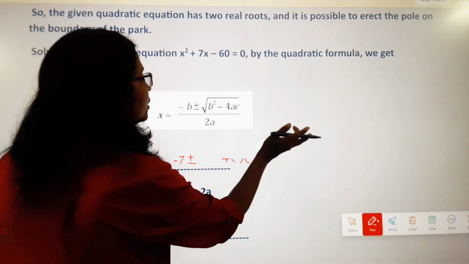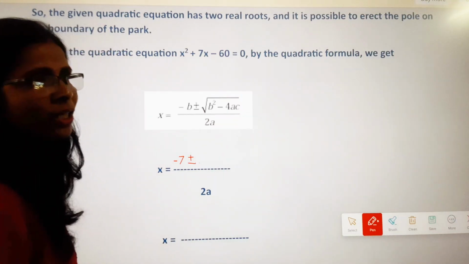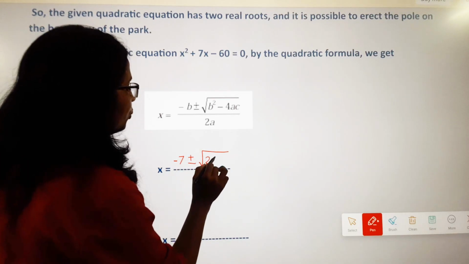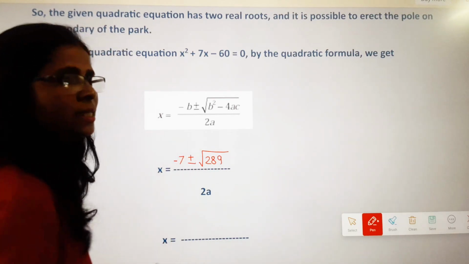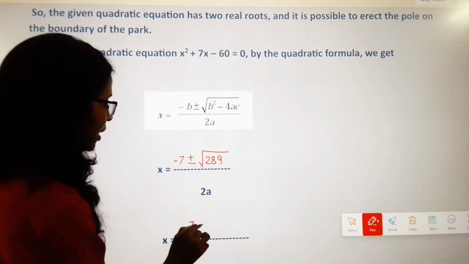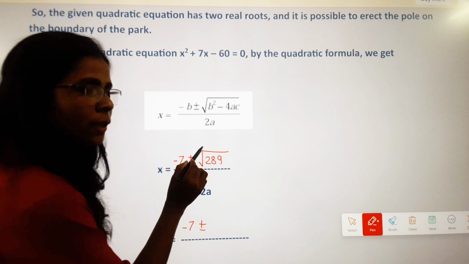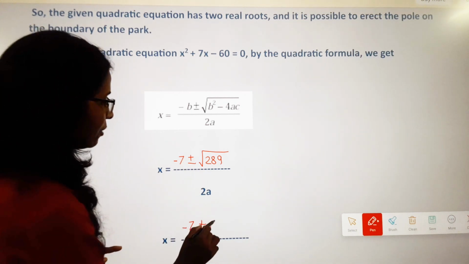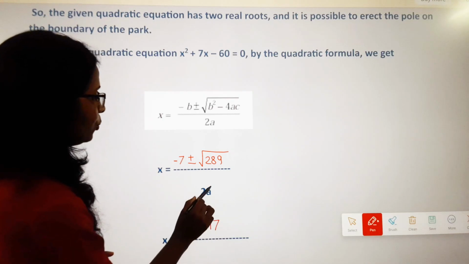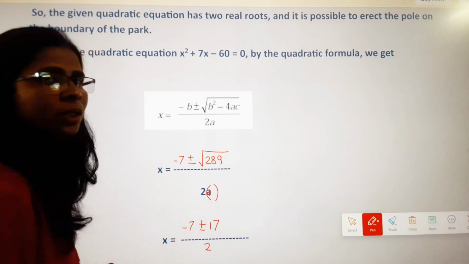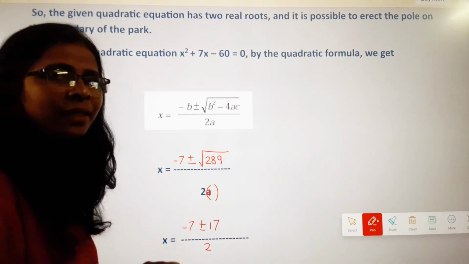And actually there is no need to put these values in again, because we already have the value of the square root of b square minus 4ac. So here we only write the square root of 289. So minus 7 plus or minus the square root of 289, which is 17, upon 2a, that means 2 into 1, which is equal to 2. This way you can write that.